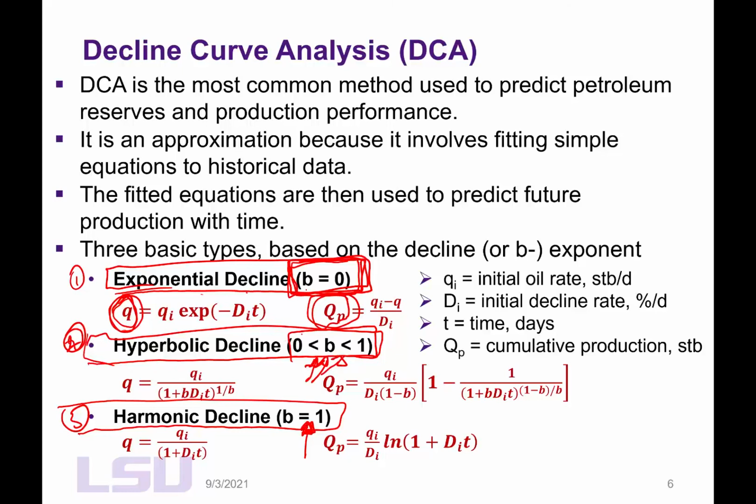Because b can assume any value greater than 0 and less than 1, it's able to fit more data sets, whereas some data sets cannot be fitted with an exponential model because it doesn't have the flexibility to capture the changing trends in the oil rate. Same deal with harmonic decline, it is also not flexible enough in some cases to fit some production data.